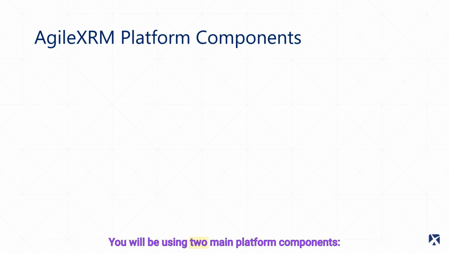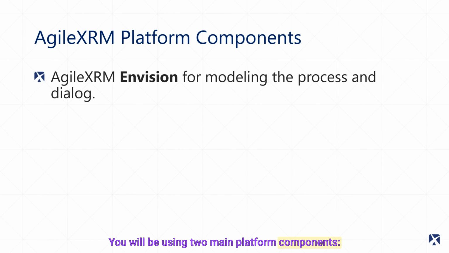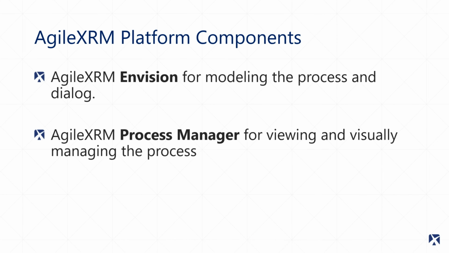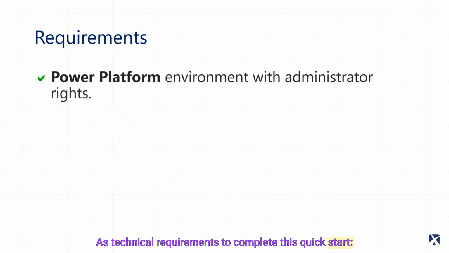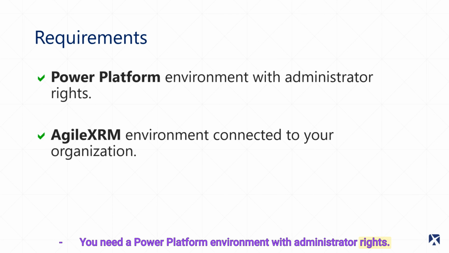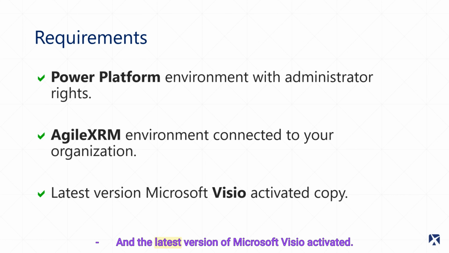You will be using two main platform components: AgileXRM Envision for modeling the process and dialogue, and AgileXRM Process Manager for viewing and visually managing the process. As technical requirements to complete this quick start, you need a Power Platform environment with administrator rights, an AgileXRM environment connected to your organization, and the latest version of Microsoft Visio activated.